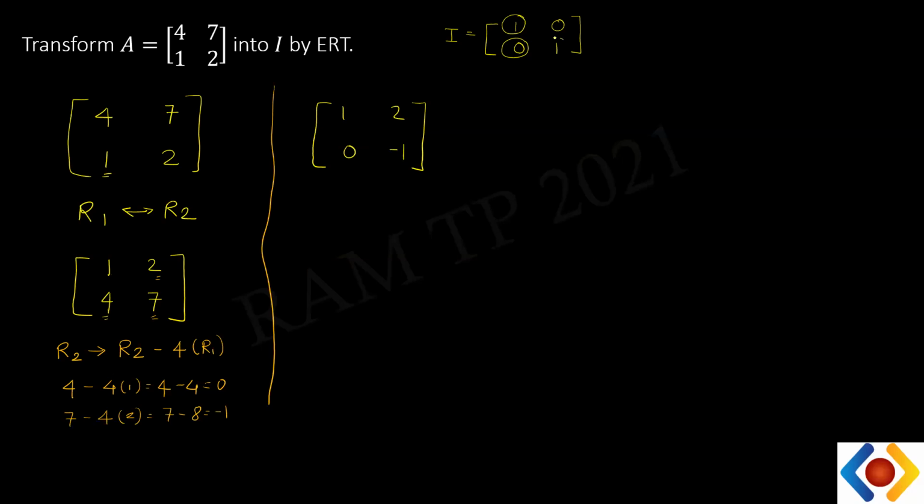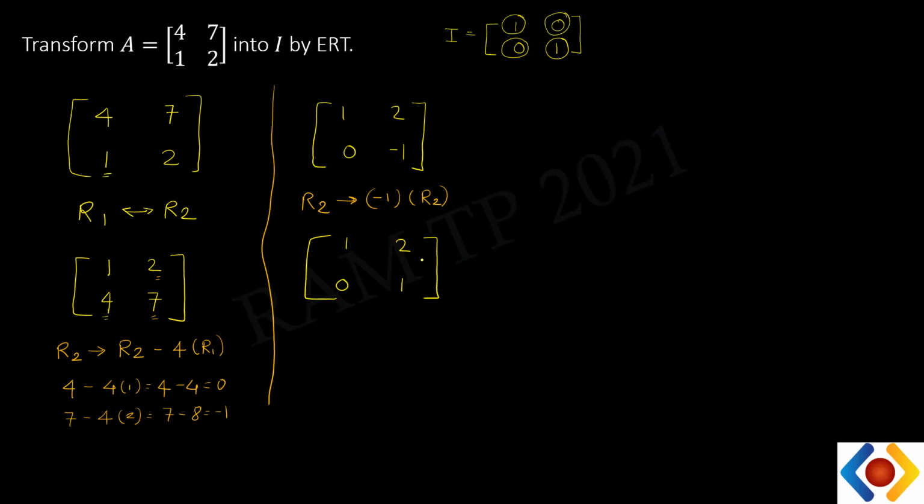Okay, the next step, I want to make this 1. So it's easy. Multiply row 2 by -1, correct? Let me write down that row 2, we are going to transform it by multiplying by -1. I'm not going to write down those steps. I will directly write down the transformed matrix because this is an easy step. First row, we are not changing anything. Second row, we are multiplying by -1. 0 multiplied by -1 doesn't make any difference. So 0. And -1 into -1 gives me +1. Correct?